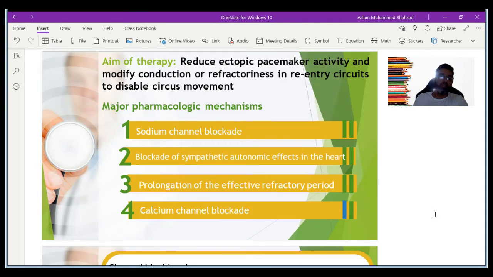So what these drugs are doing is reducing the ectopic pacemaker activity and modifying conduction or refractory period so that we are able to reduce the neuronal firing. When we talk about the treatments, there are 4 major treatments. We can give sodium channel blockers. We can block the sympathetic autonomic effect in the heart. We can prolong the effective refractory period, or we can give calcium channel blockers. So these are the 4 pharmacological activities that could be given under these circumstances.